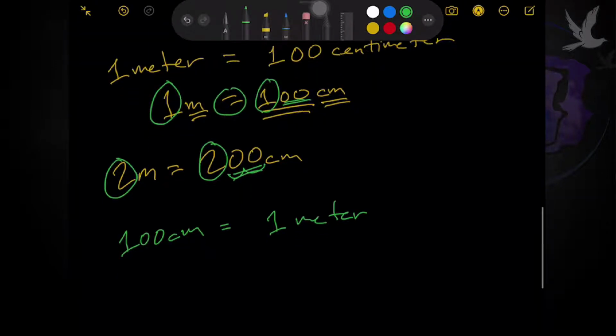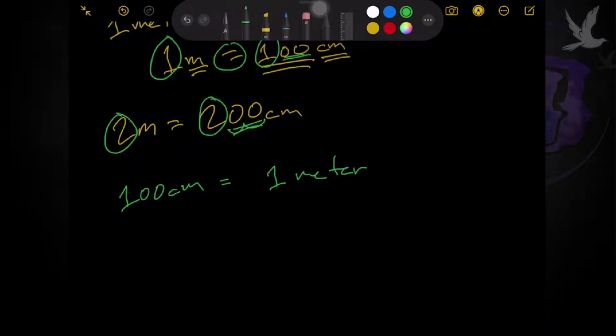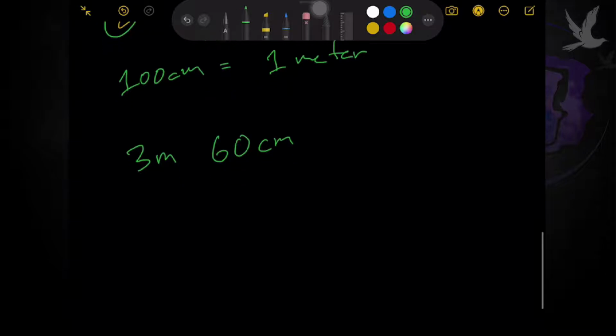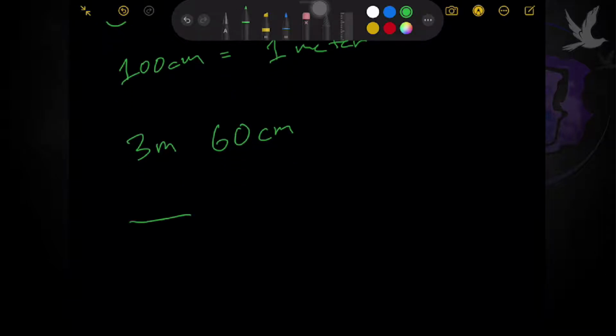In your book, you have examples that you have to break down or combine. For example, we have 3 meters and 60 centimeters. You're going to break it down first into centimeters, but this one is already in centimeters. So all you have to break down here is the 3 meters into centimeters.